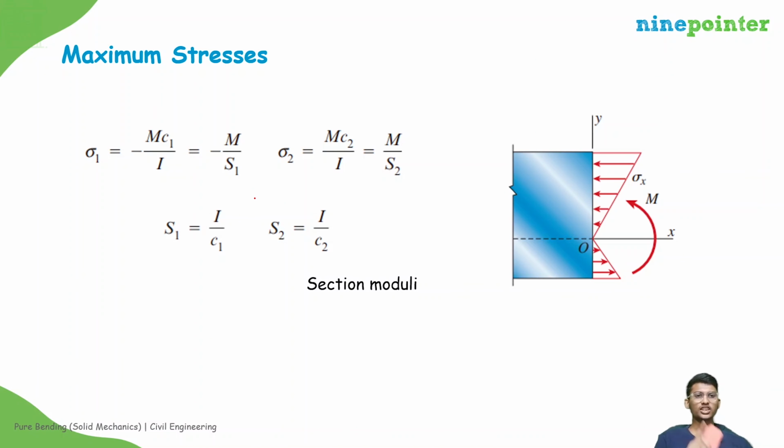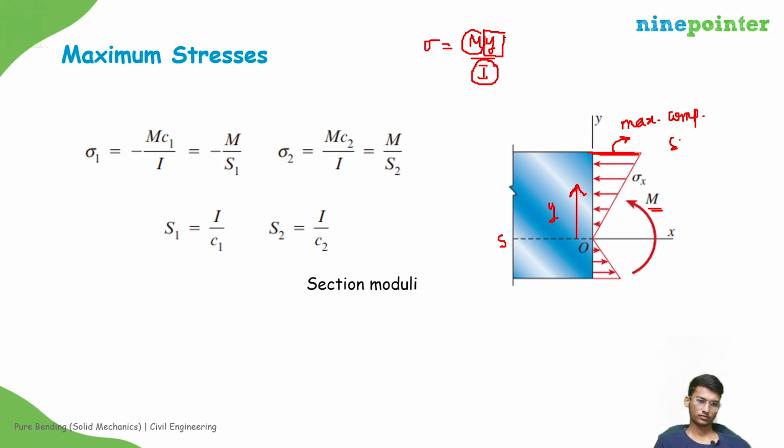It is clear that the strains are varying like this. If you see the formula also, sigma is equal to My by I. M is constant for a cross section, I is constant for a cross section. The only variation is y. So y is from the neutral axis. So this is the neutral surface, and this will be y. For this positive bending moment case, the maximum compression will occur over here. Here there will be maximum compressive stress. Here there will be maximum tensile stress.